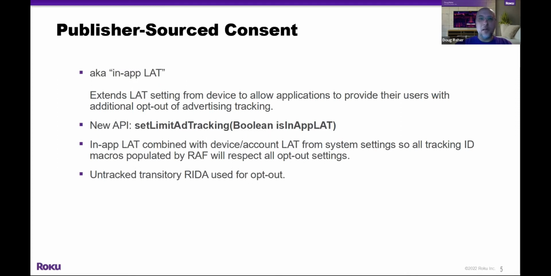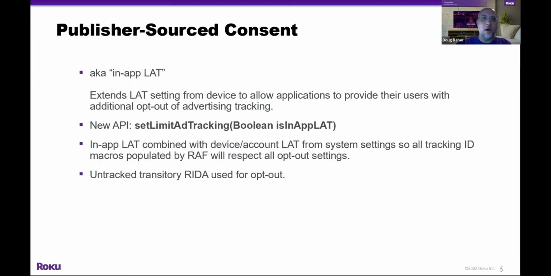So there's a new API. It's called Set Limit Ad Tracking, and it takes a Boolean value. So obviously you set this true if the user has opted out. You set it false if they have not opted out. And then we combine that with the device and account settings to make sure that all of the tracking macros that RAF uses and replaces in our ad requests and tracking pixels respects all of those settings.